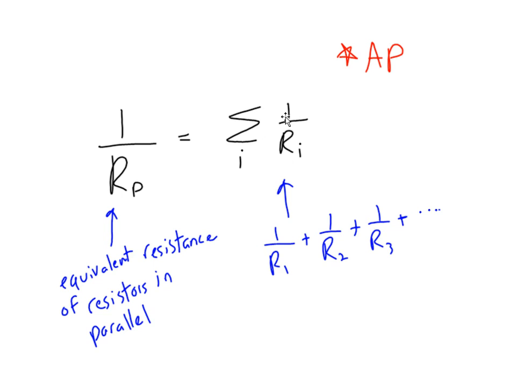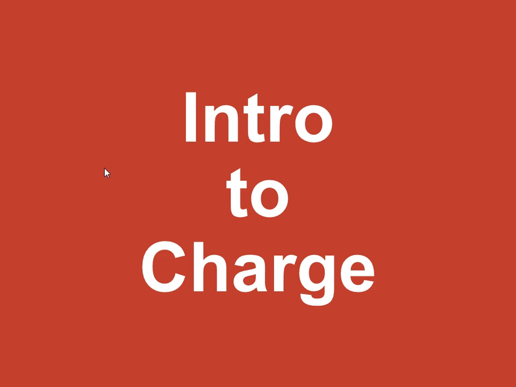So it's sort of a two-step process. You have to say 1 over R1 plus 1 over R2 plus 1 over R3. That's equal to 1 over the equivalent resistance, so then you have to take the reciprocal of both sides to find what that R sub P is equal to.